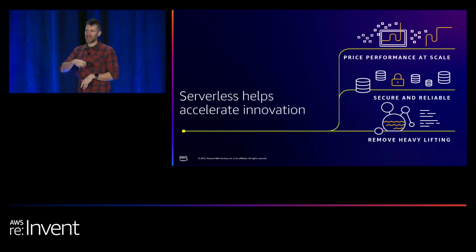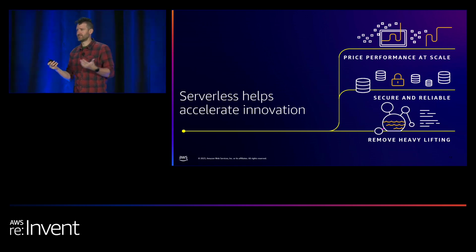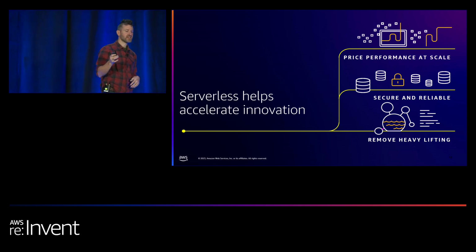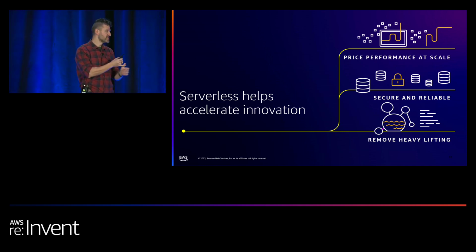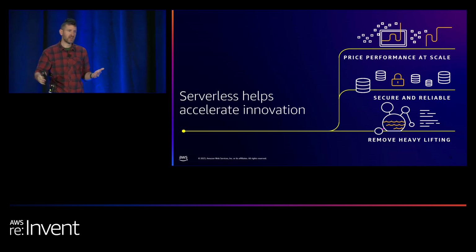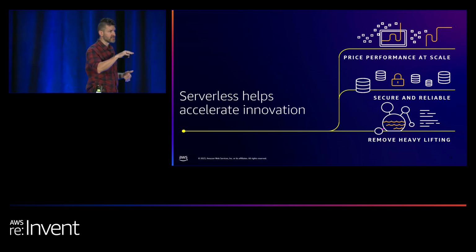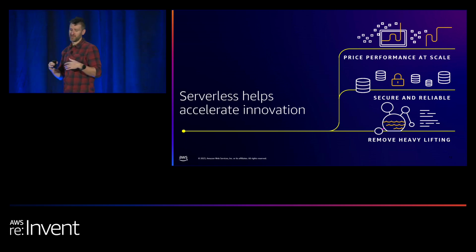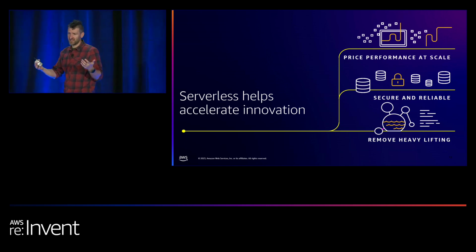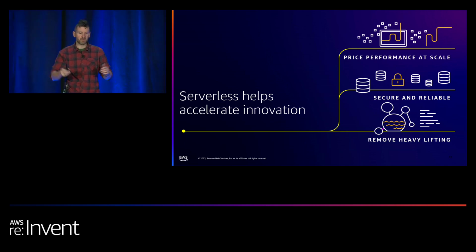And just a quick aside, when we say serverless, why serverless? Serverless helps accelerate innovation, and it does this because it removes the heavy lifting, right? You don't have to do a lot of the lower level plumbing that you would have to do with other solutions. A lot of the security is baked in, so you're thinking about the higher level security of your code, but you're not thinking about things like operating system patches and lower level things. And then it performs well at scale, and it's priced well at scale. So you're only paying when it's being used.